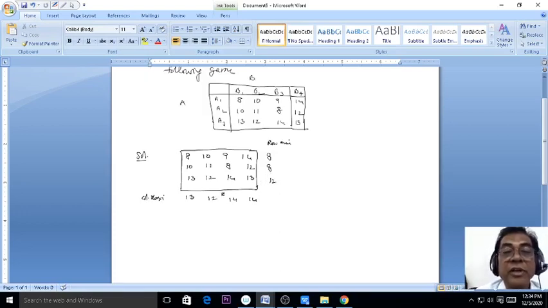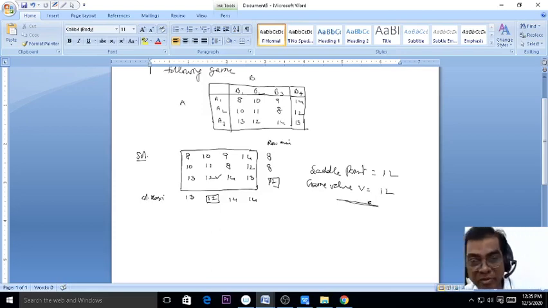Now come to this point. Here is at 12, here is at 12. So here is the same number. Now the corresponding value is this one. So saddle point is equal to 12. Therefore, the value of the game is equal to 12. That's all. Stop the problem.